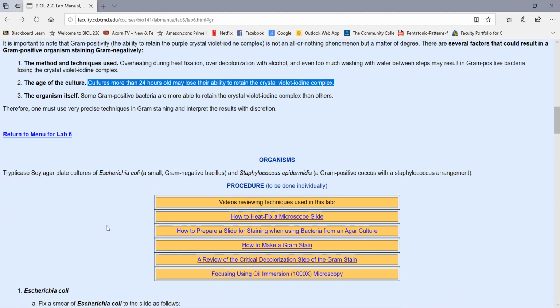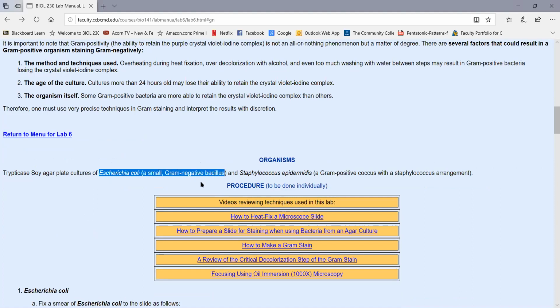So the organisms for the gram stain, you're going to be using plate cultures of Escherichia coli. We've seen this a number of times now. That's a small gram-negative bacillus. And we're also going to do a gram stain of Staphylococcus epidermidis. We've also looked at that a few times. That's a gram-positive coccus with, of course, a Staphylococcus arrangement.